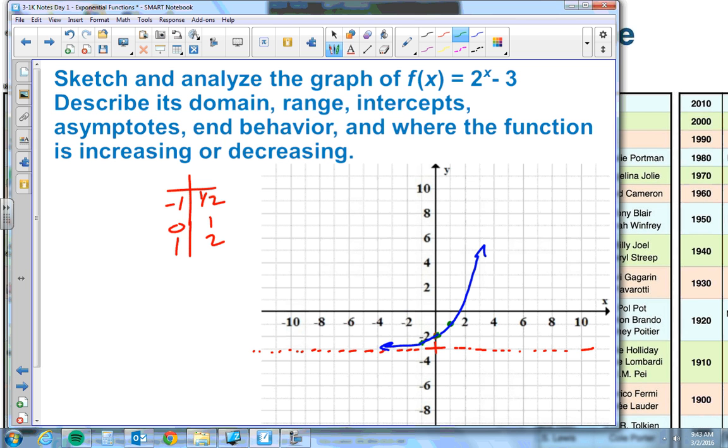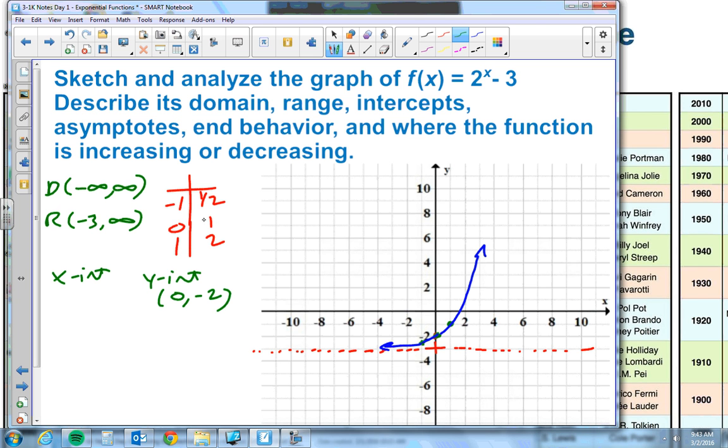This time, we should write down more of this stuff. The domain is still all real numbers. What's the range? Right? And then the intercepts, that could be tricky here. The y-intercept is easy. It's right there, 0, -2.